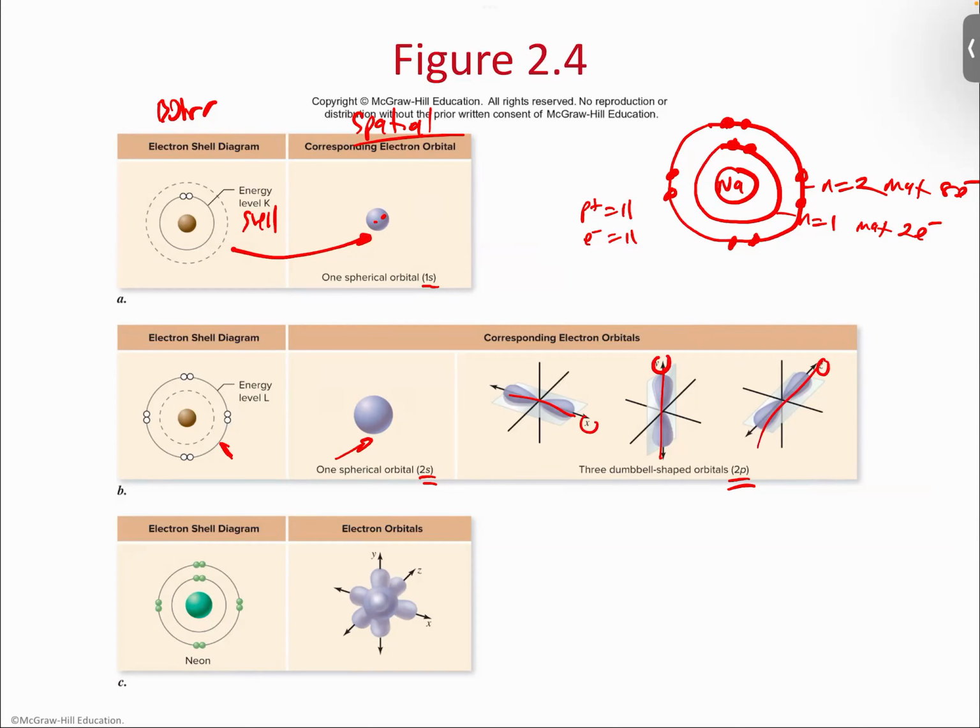Now, remember our definition. How many electrons per orbital? 2. So how many electrons can I put in this z orbital over here?